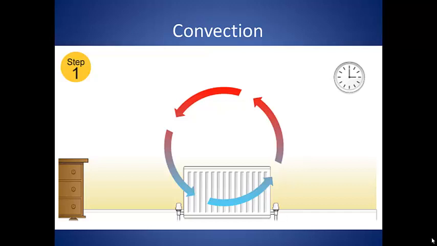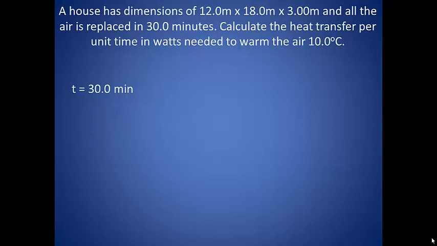Describing convection mathematically is a bit more complicated than describing conduction, but we can look at some overall heat transfer problems to get an idea of what is actually going on. Suppose a house has dimensions of 12 meters by 18 meters by 3 meters, and all the air is replaced in 30 minutes.